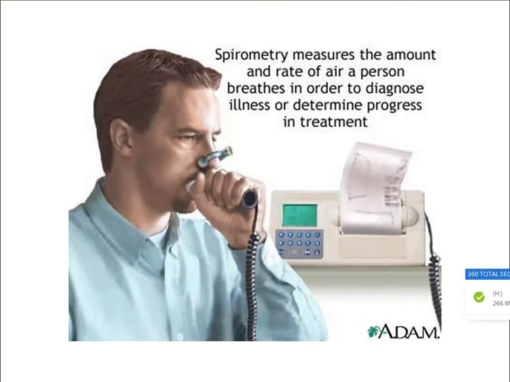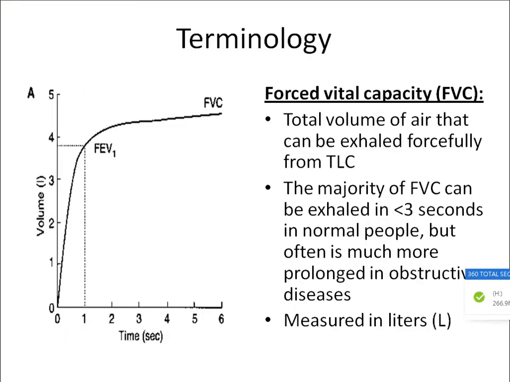Spirometry measures the amount and rate of air a person breathes in order to diagnose illness or determine progress in treatment. Spirometry detects dynamic lung volumes, like forced lung volumes and capacities such as forced vital capacity and forced expiratory volume. In this diagram, the x-axis is time and the y-axis is volume.